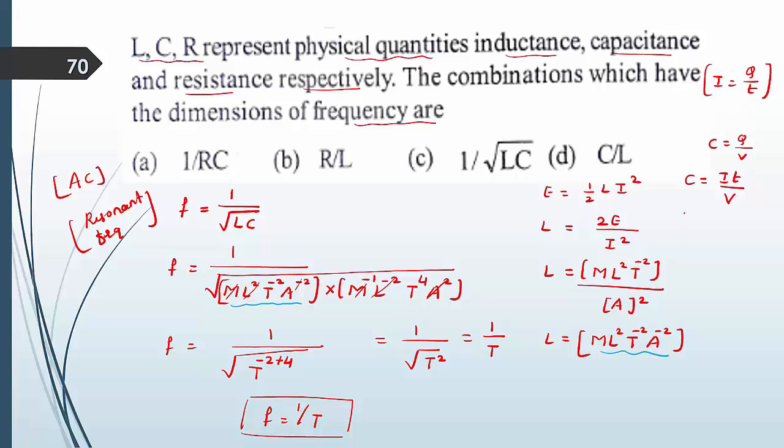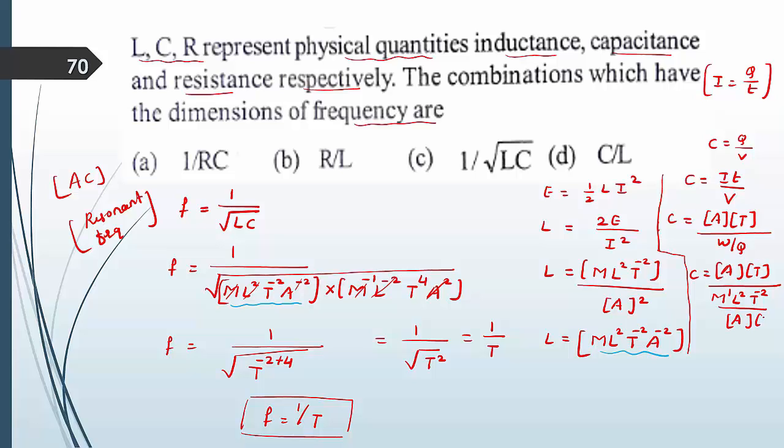Yes, now we can substitute their values. C equal to I, which has the dimension ampere, and the remaining is time T, divided by potential difference. Yes, we know that potential difference is V equal to W divided by Q. So C equal to ampere, time T, divided by W, the work dimension we already studied, M raised to 1, L raised to 2, T raised to minus 2, divided by, in place of Q again we can write I into T, that is A into T.